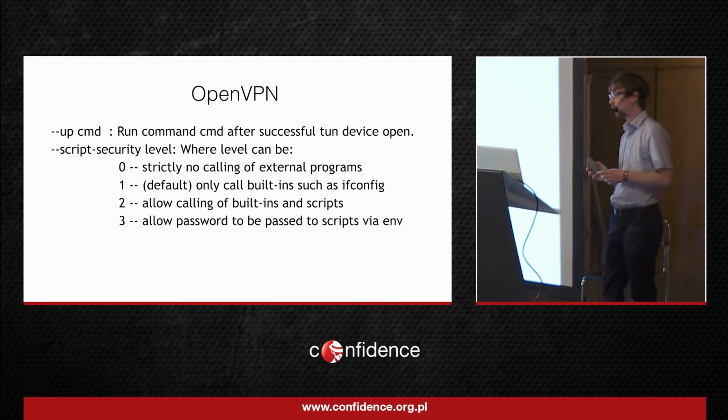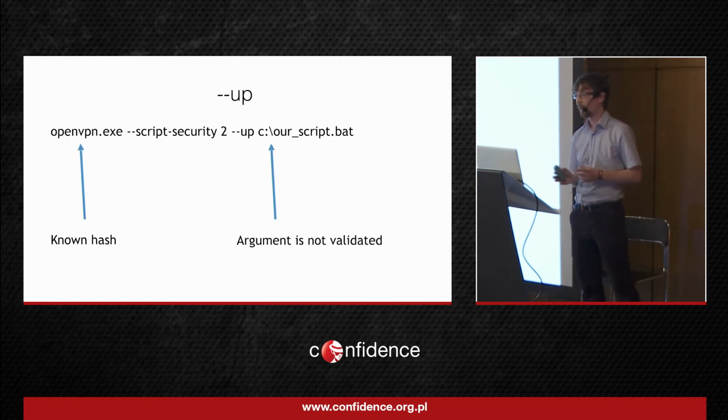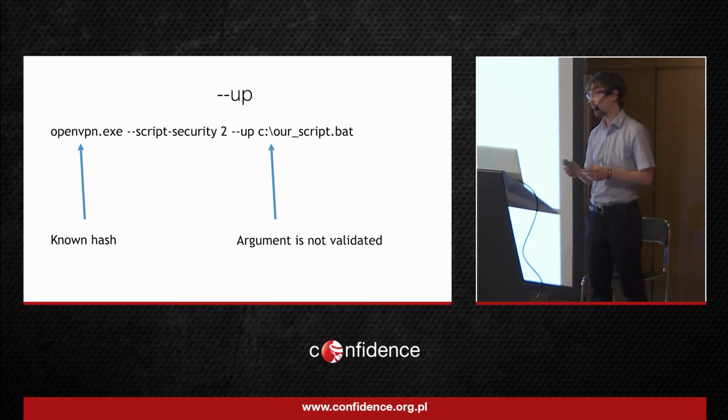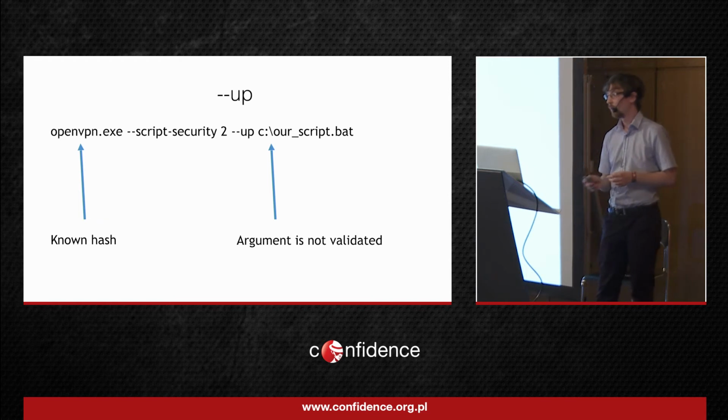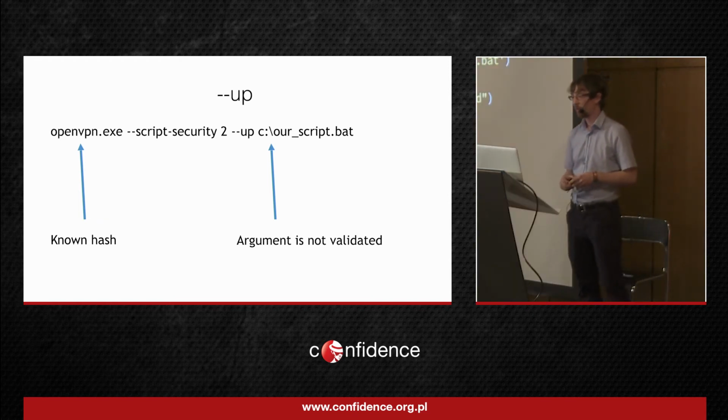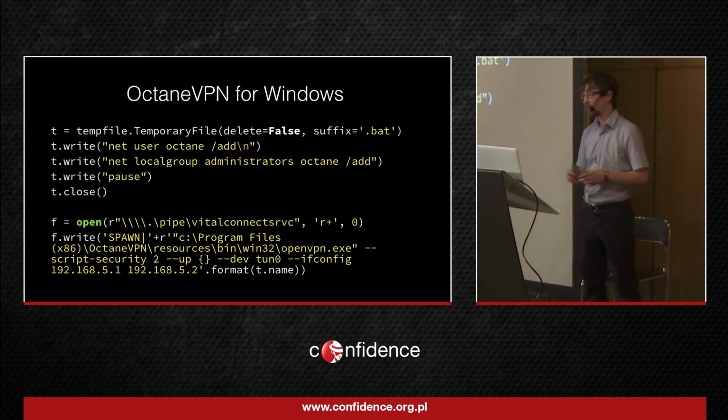So exploitation looks like this. I cannot modify the OpenVPN exe because they calculate the MD5 hash. But I can modify the command which is passed to this binary. So the final exploitation looks like this. As you can see here, I am not passing the path to the bat file directly, but I am passing this path inside the up command.